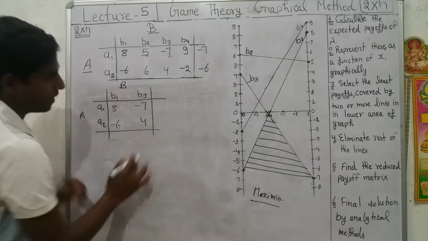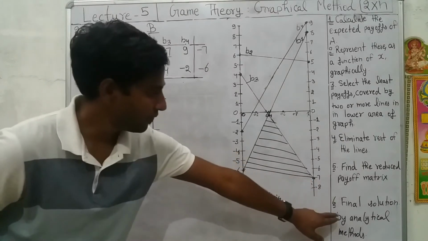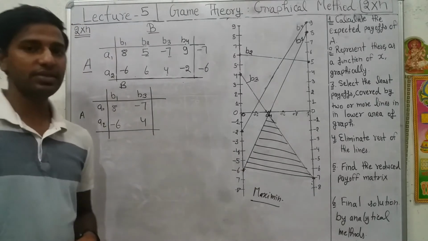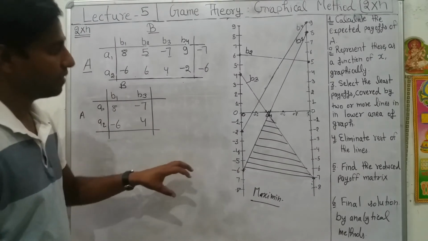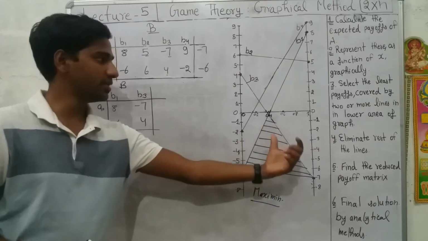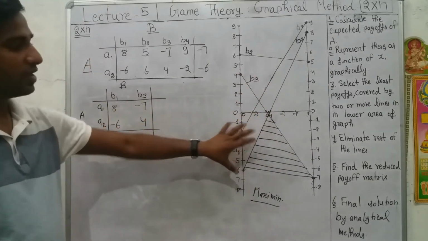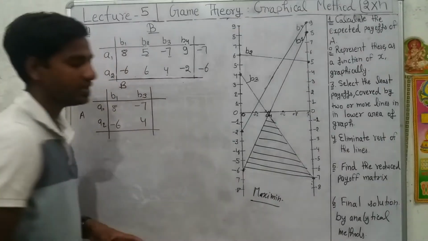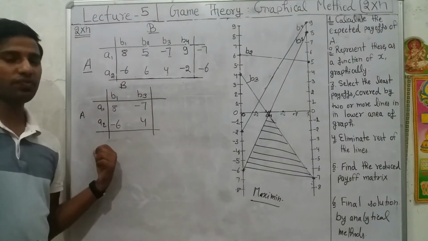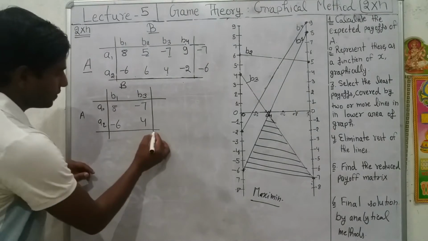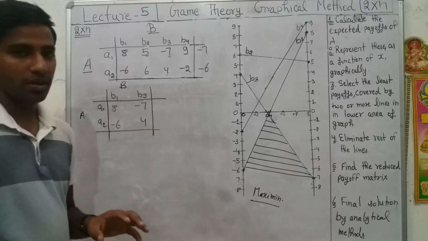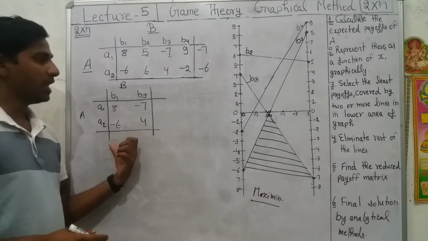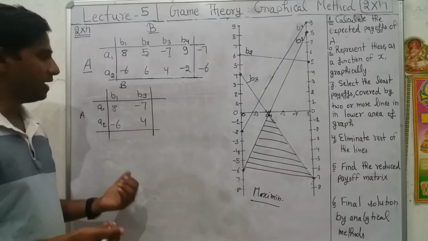Okay. Now what is the next step? Find the final solution by analytical methods. Remember that the graphical method doesn't give us the final solution by itself, although we can find the final solution by looking at these values, but it is going to be very complex to find the final solutions. So basically we apply analytical methods on the reduced game to find the final solution. There can be two situations after applying graphical methods. We can have a game of 2 by 2 order with a saddle point and without a saddle point.